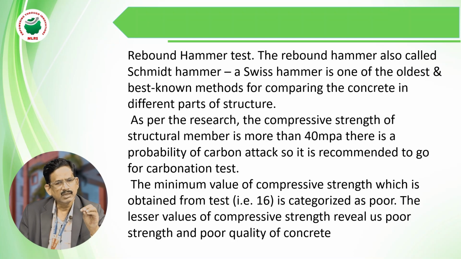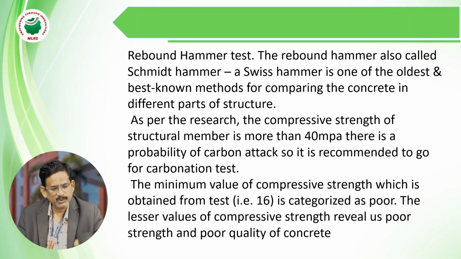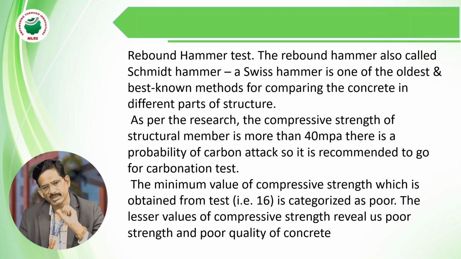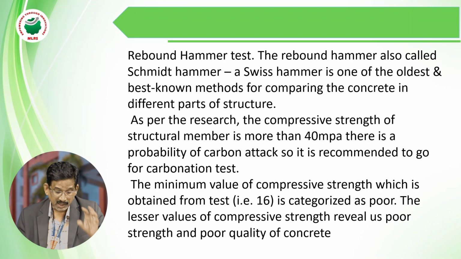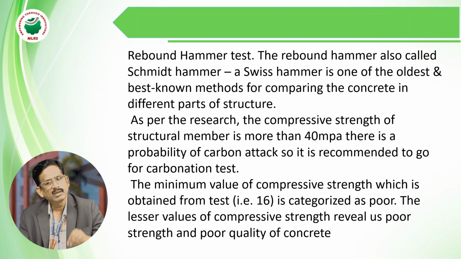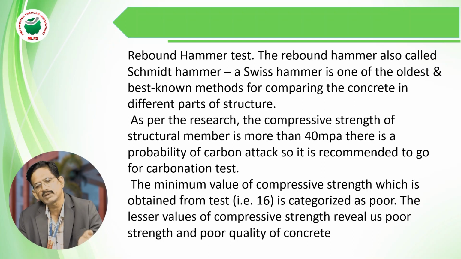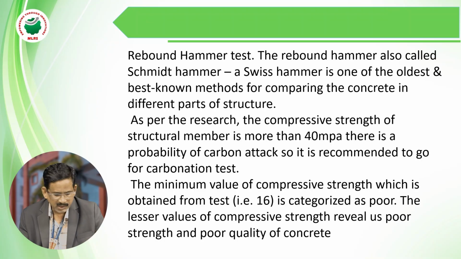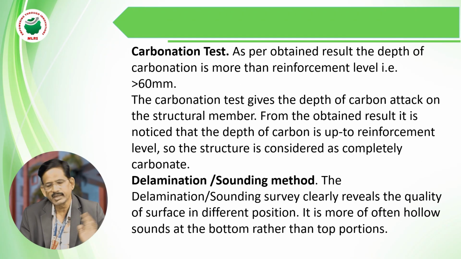So it is very, very poor. For the particular member tested with the help of the rebound hammer test, we are getting a value of 16 newtons per mm square, but the original is 40 newtons per mm square. That's why he says the lesser value of the compressive strength reveals poor strength and poor quality of the concrete. 40 newtons per mm square is your design, but unfortunately you are getting 16 newtons per mm square. How much less? Nearly 24 newtons per mm square. The lesser value indicates poor quality and poor strength of the concrete member.